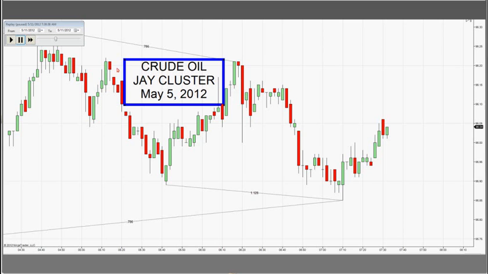So let's go ahead and play this. This is a market replay on Ninja. This is Friday, May the 5th, and this is yesterday's price action. And I'm going to start at 7:30 in the morning.